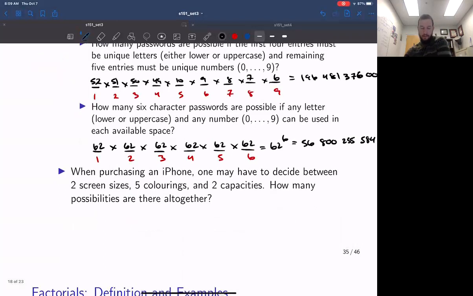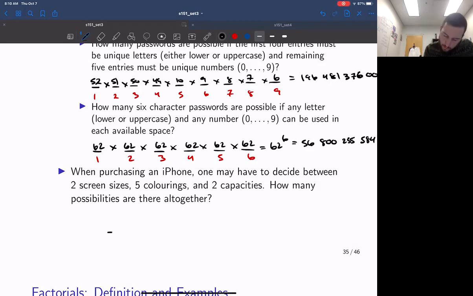All right, the last example of basic counting is based off of iPhone construction on, for example, the apple.ca website. Now, the options that you have when you're purchasing your iPhone have likely changed over time, but when I wrote the slide, these were what were available on the website. So when we build an iPhone, we can choose between 2 screen sizes, 5 different colors, and 2 different hard drive capacities. So how many different possible iPhones are there given these options?